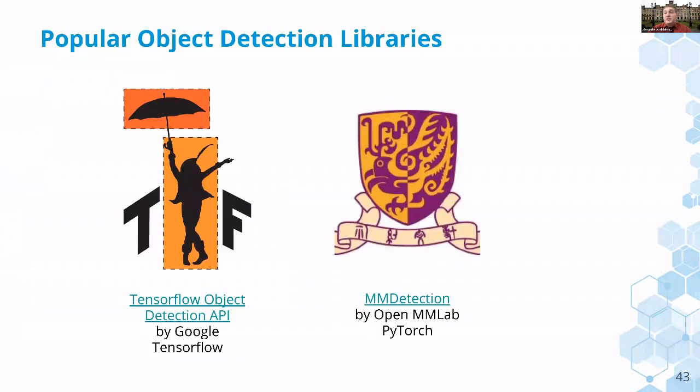And nowadays, when we are talking about using an object detection library, we are generally selecting from two libraries. It is actually selecting between the TensorFlow Object Detection API and MMDetection, or simply selecting between TensorFlow and PyTorch. So let's quickly review these two libraries.